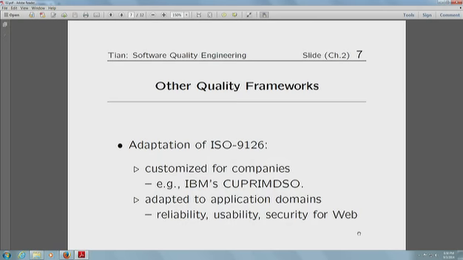One typical example of that is IBM's definition of quality, which consists of different elements that are similar to the 6 top quality characteristics in the ISO 9126. For example, IBM said their quality definition is the CUPRIMDSO: capability, usability, performance, reliability, installation, maintainability, documentation, service, and overall. I was in IBM, in the quality area, so we had to look at all those things for each project.